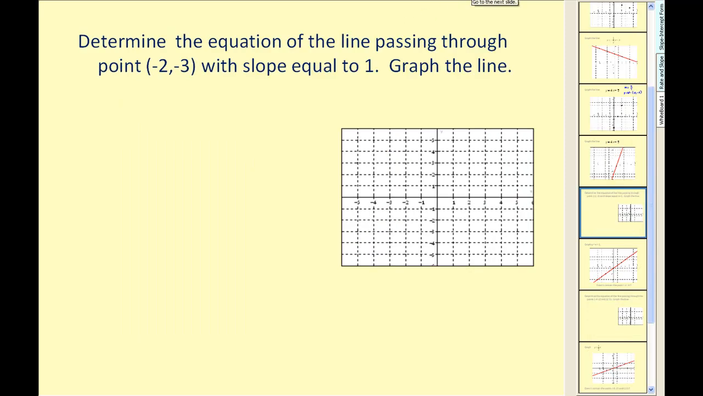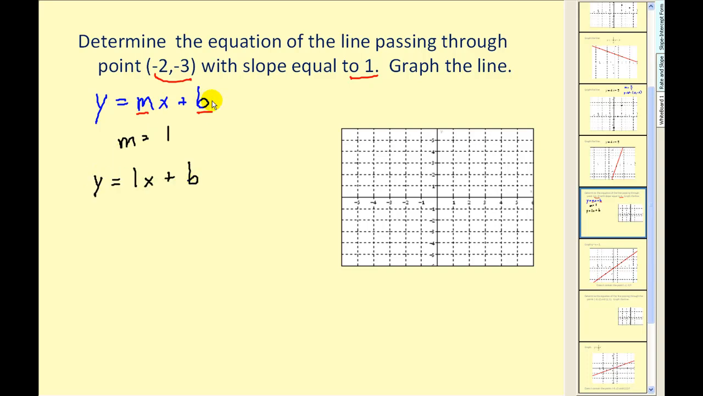Now let's approach this from the other direction. We'll be given information and we want to find the equation of the line. So remember, in order to find the equation of a line in slope-intercept form, we need to find two things. We need to find the slope and we need to find the y-intercept. In this problem, we're given the line passes through this point and it has a slope of positive 1. So essentially we've already found half of what we need. We know our slope is equal to 1. Let's go ahead and put that in our equation.